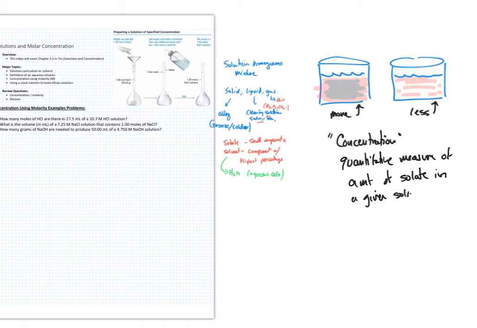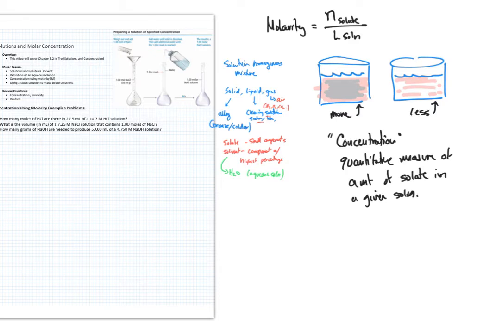Now there's lots of different concentration units that you could potentially run across. But the one that we use quite often in chemistry, certainly in the first semester of chemistry, is a term called the molarity. And the molarity is defined to be the moles, and I'm going to use a little n to symbolize number of moles of the solute divided by liters of solution.